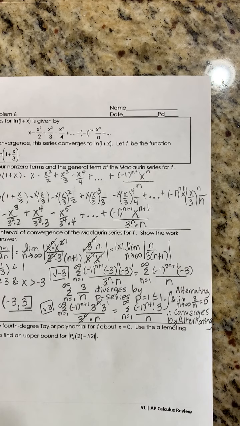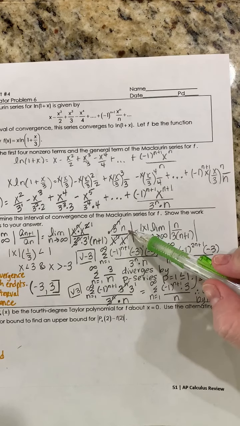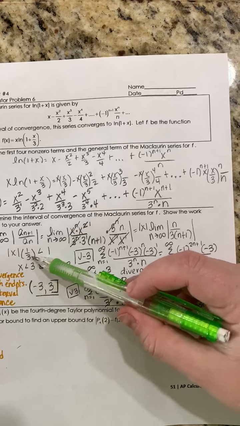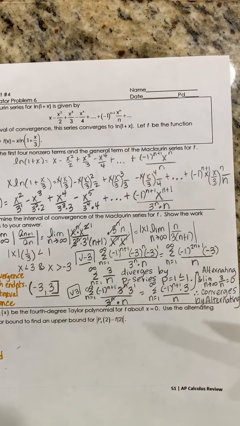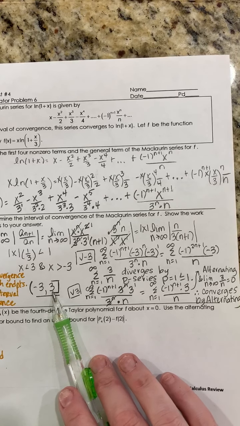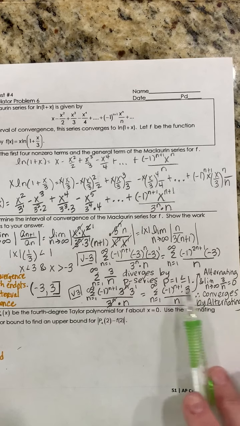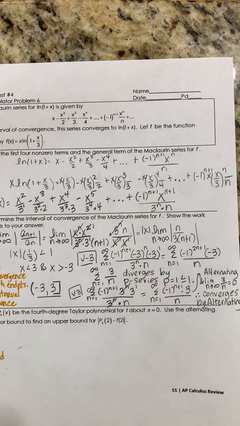We've talked about interval of convergence. 1 point for setting up the ratio, did it. 1 point for computes the limit was 1/3. 1 point for the radius of convergence, that was the -3 and 3. 1 point for considers both endpoints. I considered them, and then the analysis and what happened on each end.